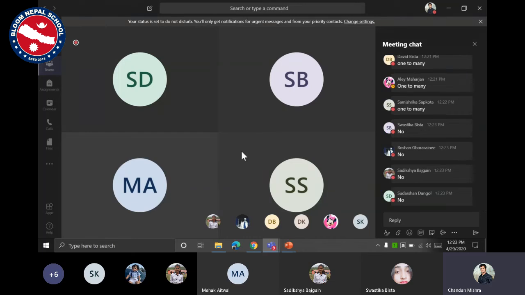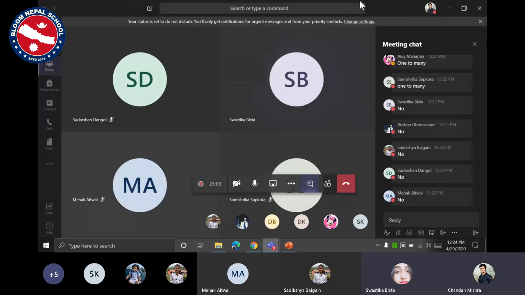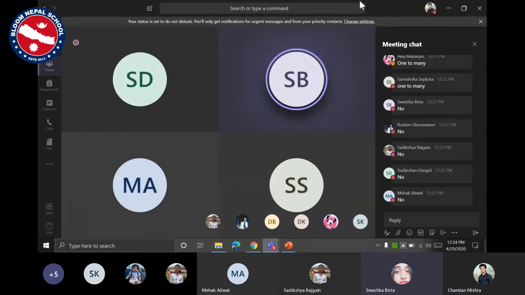Roshan says it's not a function. Sadiksha says it's not a function. Sudarshan says it's not a function. Okay, so while everyone is responding, Swastika, can you tell me why it is not a function? To be a function, only one image is needed. So it has to be a unique image, right?